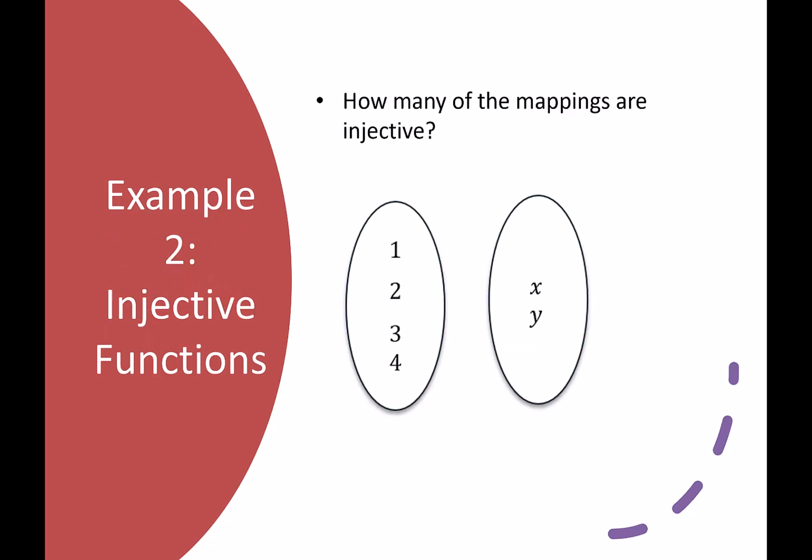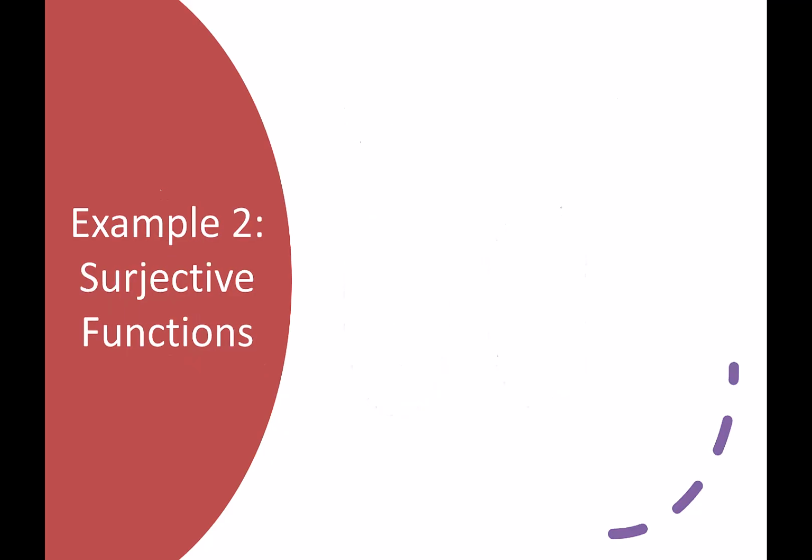So let's look at how many of those mappings are injective, meaning one-to-one. And the answer is 0. Because I have more elements in my domain than I have in my codomain, I can't have any one-to-one functions.